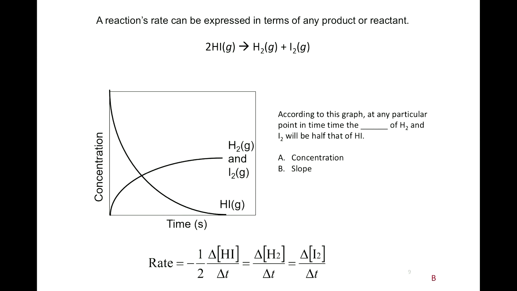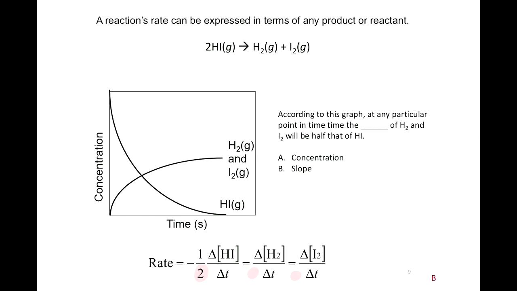Okay. All right, so that's putting it all together, where H2 and I2 will have the same looking concentration graphs with time. HI has a negative slope and it's steeper because the stoichiometry is different. According to this graph, and I have the full rate expression at the bottom that we calculated previously, where stoichiometry is at the bottom, right? At any particular point in time, the what of the H2 graph versus the HI graph will be split in half? Will the concentration at any certain time be half, or will the slope be half?